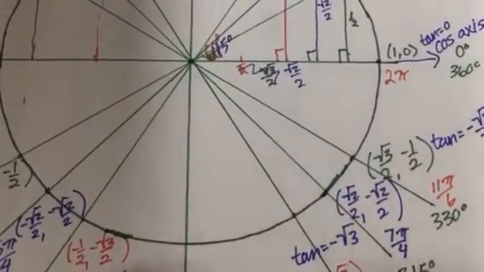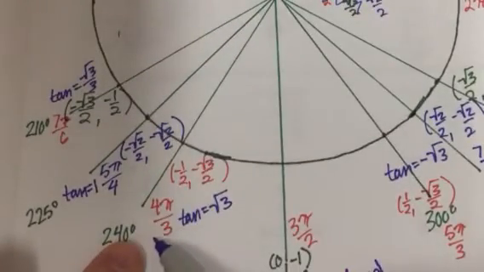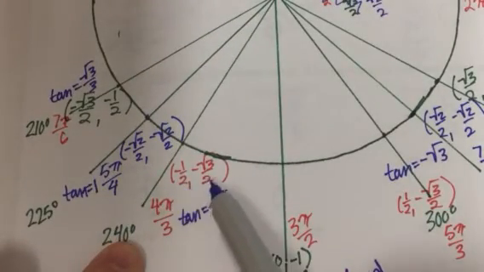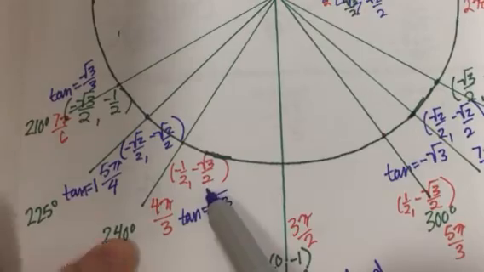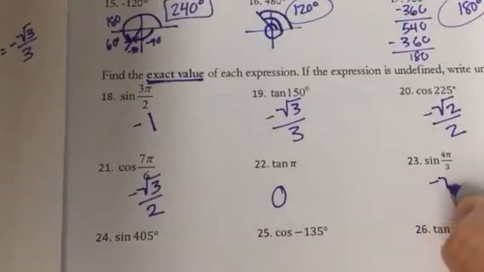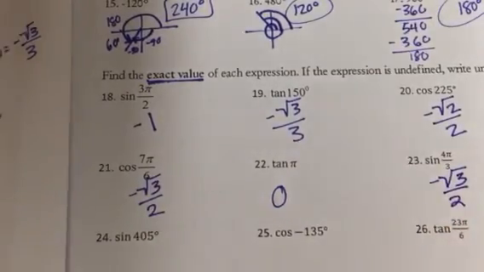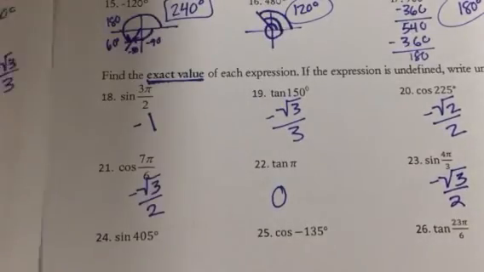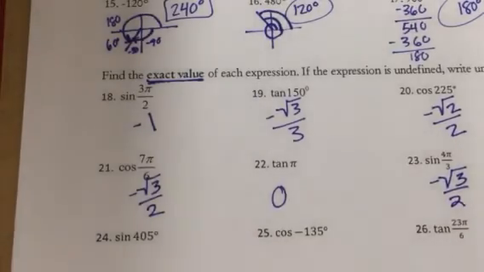Sine of 4 pi thirds. Here's 4 pi thirds. Cosine, sine, so we're looking for -√3/2. Might be running out of time on this. I'm going to pause there, and then we'll hit the next part.